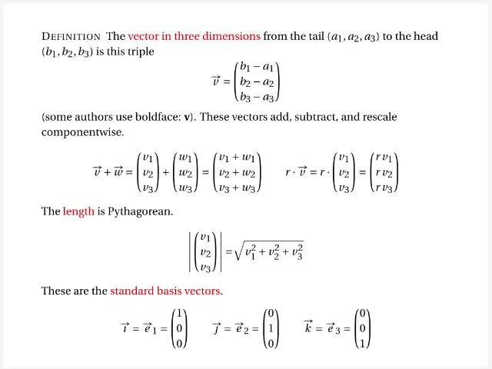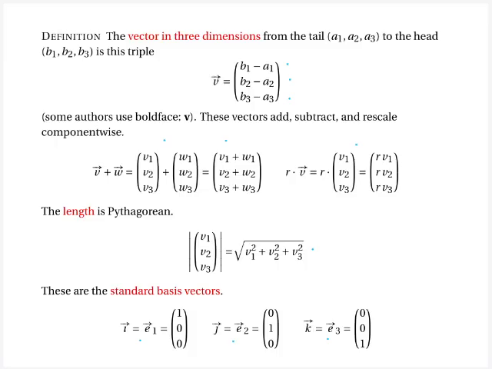Okay, so that leaves me with, I've done points in 3D, and now I'm going to talk about vectors. The vector in 3 dimensions is just a generalization of the vector in 2 dimensions. You go from the head minus the tail in the x-coordinate, and then the y-coordinate, and the z-coordinate. Some authors use boldface, and I will not. Vectors add, subtract, and rescale component-wise in the way that, having seen 2D, nobody is astonished by. The length is the regular Pythagorean length, the square root of the sum of the squares. And the standard basis vectors, instead of being just i and j, are i, j, and k.